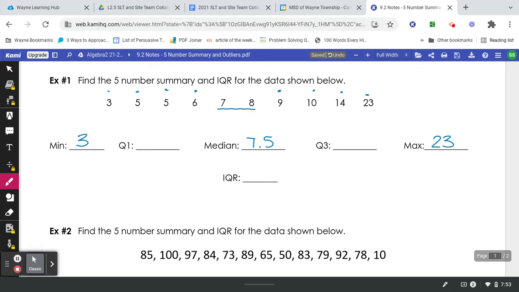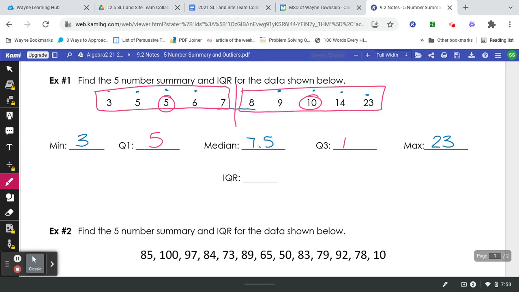Then for Q1 and Q3, since 7 and 8 was not the median, the middle of it was, I'm going to split it right there, and I'm going to find the middle of this bottom half. So that's going to be the 5. And then the middle of the top half would be the 10. I'll get the IQR by doing 10 minus 5, Q3 minus Q1, which gets us an answer of 5.